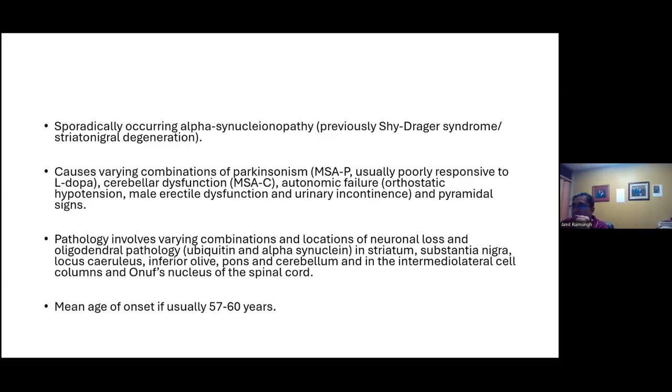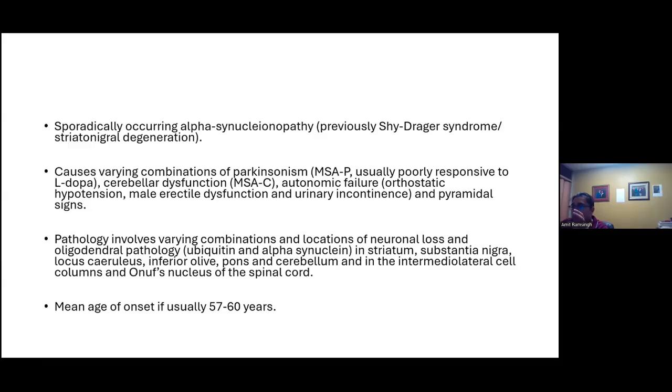So multi-system atrophy, and it was previously called Shy-Drager syndrome, right? It's an alpha-synucleinopathy. And what it does is cause varying combinations of Parkinsonism. So there's a Parkinsonian variant called MSA-P, and it's poorly responsive to L-DOPA in contrast to classical Parkinson's disease. And there's a cerebellar variant, or MSA-C. And there's also one predominantly associated with autonomic failure in the form of orthostatic hypotension, erectile dysfunction, and incontinence and pyramidal signs.